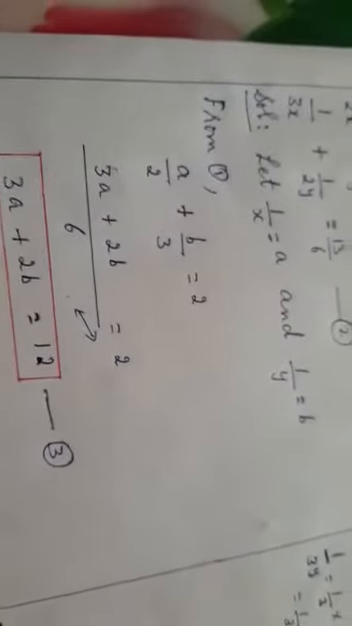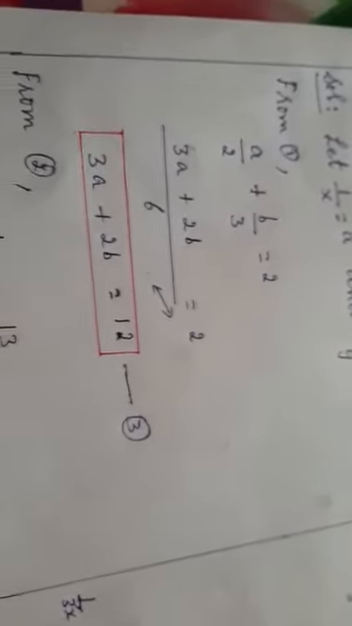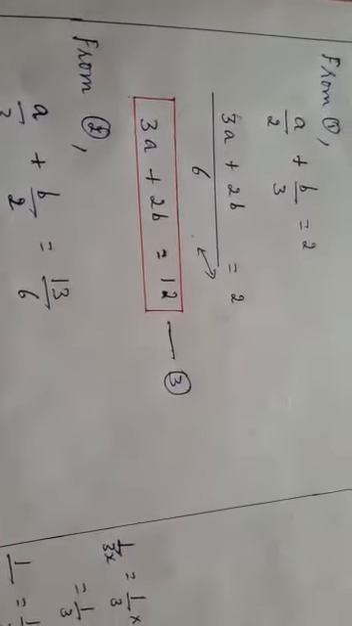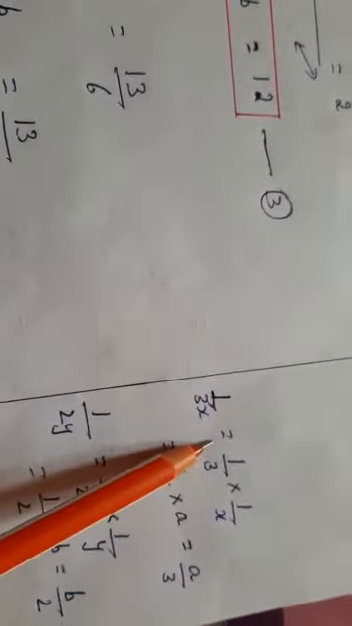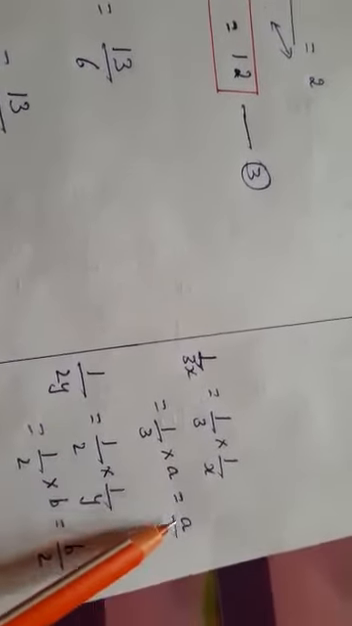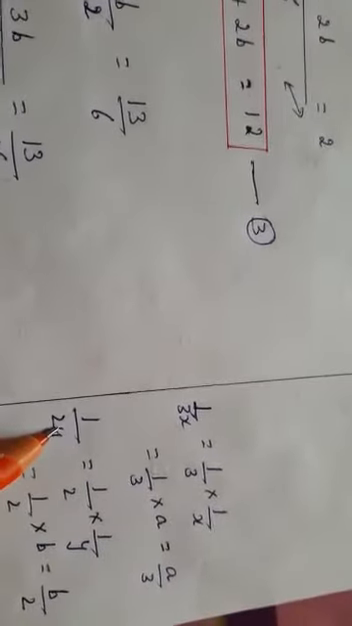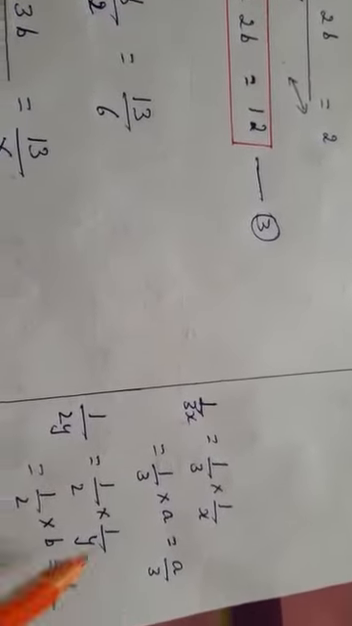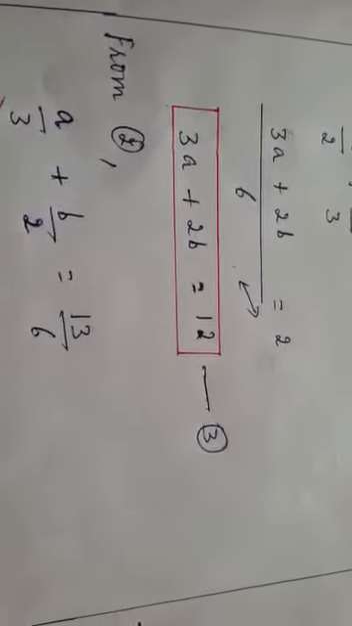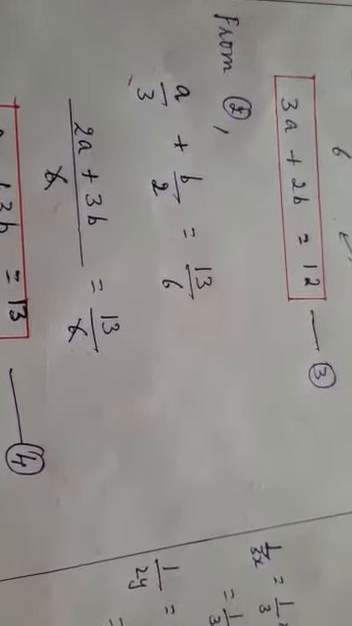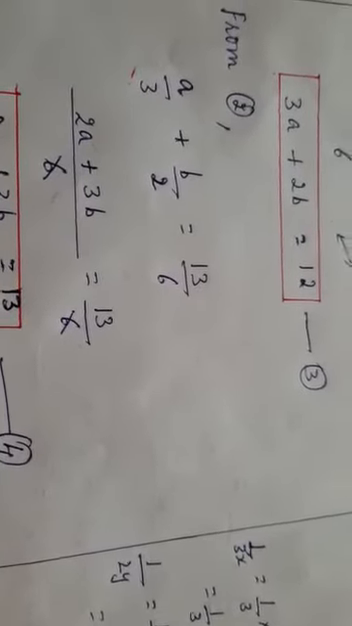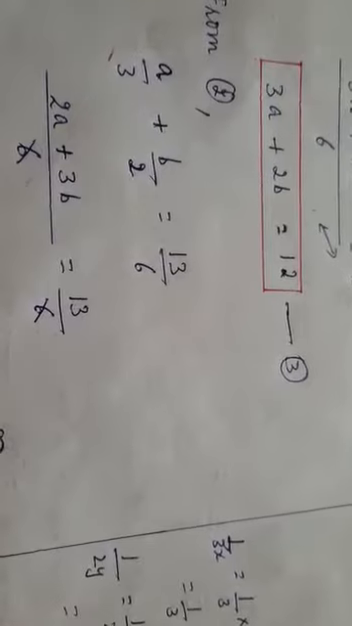Same way take the second equation, 1 by 3x plus 1 by 2y is equal to 13 by 6. Here also we substitute 1 by x as a and 1 by y as b. 1 by 3x is 1 by 3 into 1 by x, that is a by 3. Next, 1 by 2y is 1 by 2 into b, that is b by 2. Now we write a by 3 plus b by 2 is equal to 13 by 6. Taking the LCM of 3 and 2, which is 6, we get 2a plus 3b, equal to 13 by 6.